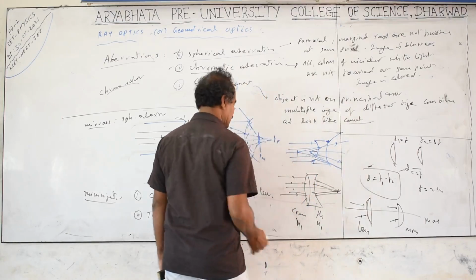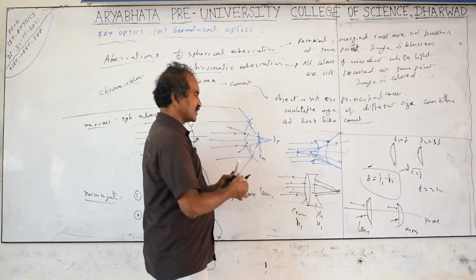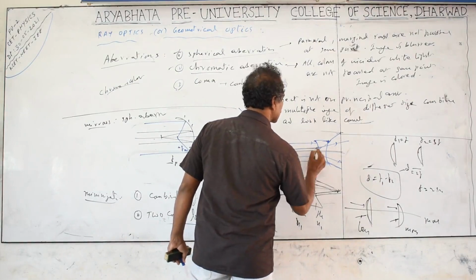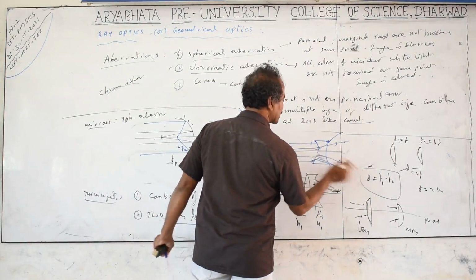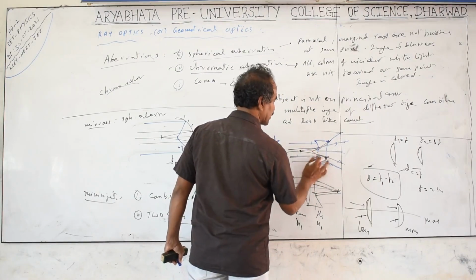Concave lens on the left side, convex lens on the right side. The resultant of these two, we can cancel the aberrations. The diagram is not very clear here. These are the marginal rays, diverging rays, that appear to meet here, whereas the paraxial rays appear to meet here.